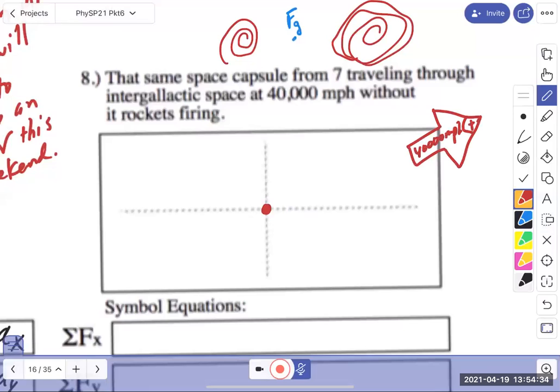Now, this 40,000 miles an hour, I didn't just pull it out of the blue. That's around the speed that Voyager 1 and 2 are going. They're still in the Milky Way, of course, but they are past our solar system. They're out into the Kuiper belt. They're beyond our solar wind. They've gone way past Pluto. They're past the heliopause. But they're moving at around 40,000 miles an hour.